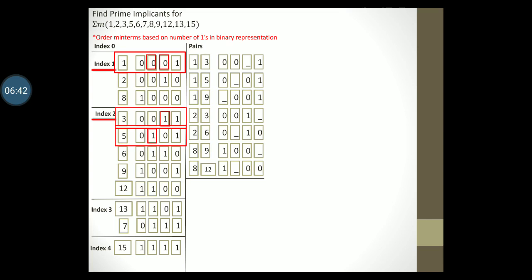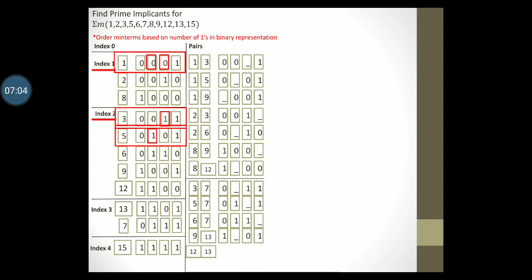Now we have exhausted the elements from index 1 and index 2, so there are no more pairs to make. Now we combine minterms from index 2 with minterms from index 3. So we get the pairs 3, 7 and this is the binary representation; 5, 7; 6, 7; 9, 13; 12, 13 and 5, 13. We have exhausted the groups index 2 and index 3.